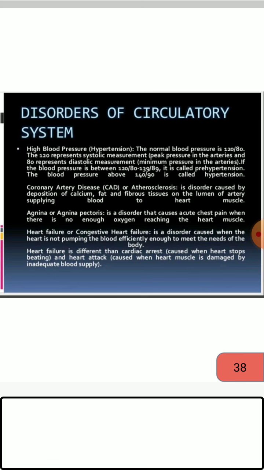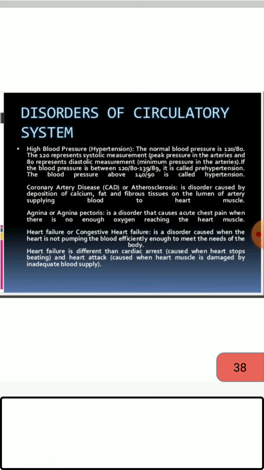And next is heart failure or congestive heart failure. This disorder is caused when the heart is not pumping the blood properly, due to some reasons. The heart does not pump properly and does not meet the requirement, so it causes heart failure or congestive heart failure, okay. You have heard the two words heart failure and cardiac arrest. Both are different, okay. Cardiac arrest is caused when the heart stops beating. And heart attack is caused when the heart muscle is damaged by inadequate blood supply.